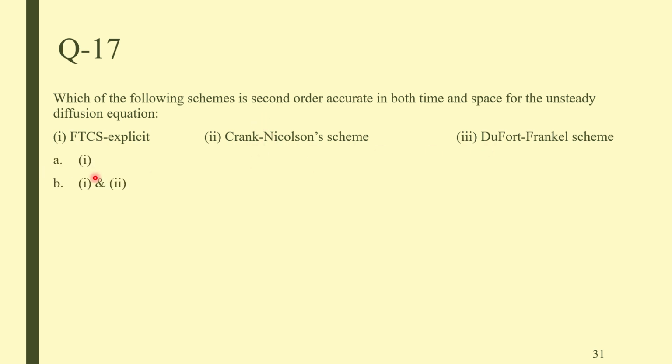So option A 1, option B 1 and 2, option C 1 and 3, option D 2 and 3. So answer is option D, because forward time central space is first order accurate with respect to time and second order accurate with respect to space, whereas these two methods are second order accurate with respect to space as well as time. So answer is option D.